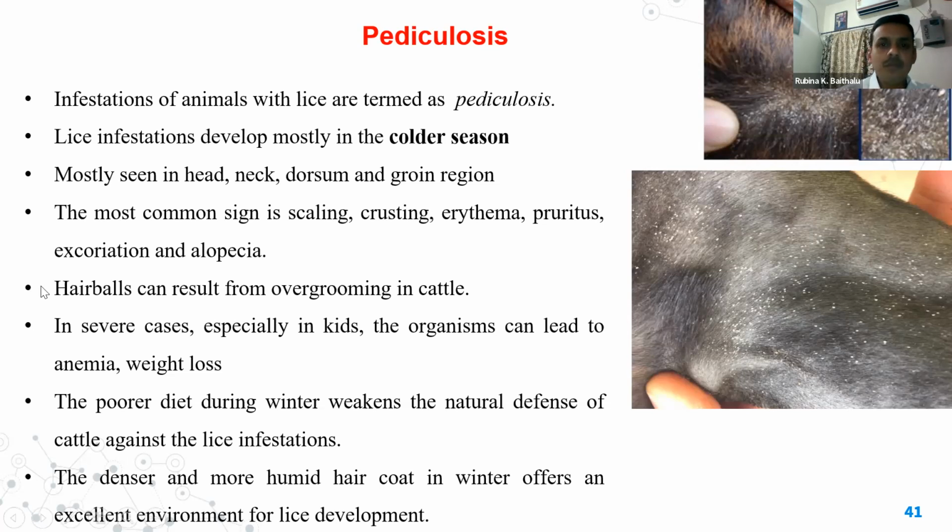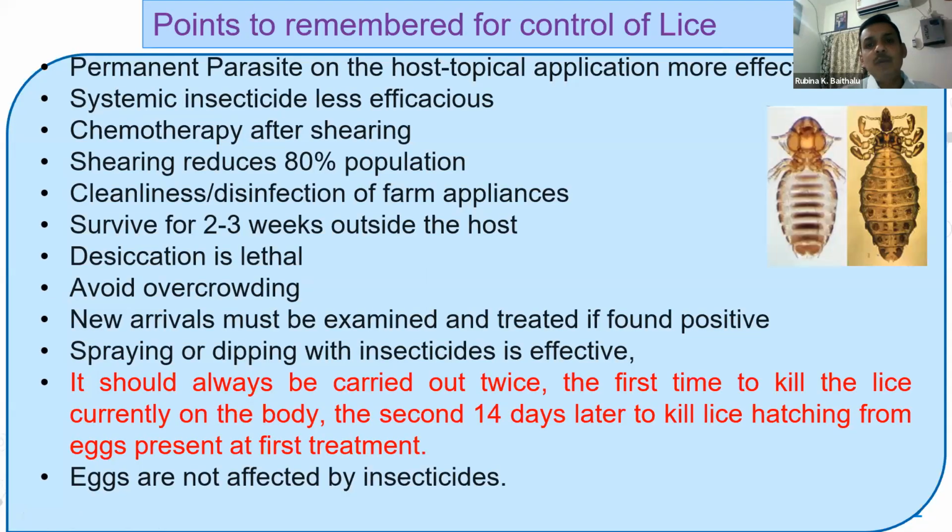Okay, so what are the points to remember for control of the lice population? Since they are permanent parasites, topical application is more effective, and systemic insecticide is less efficacious, particularly for the biting lice, but it is highly effective for the sucking lice.